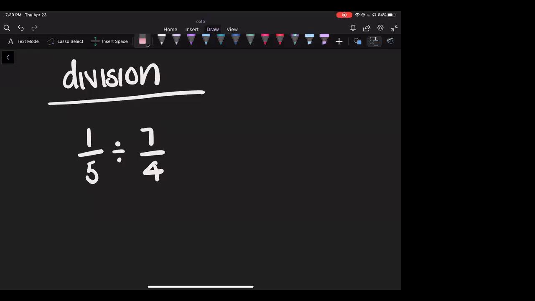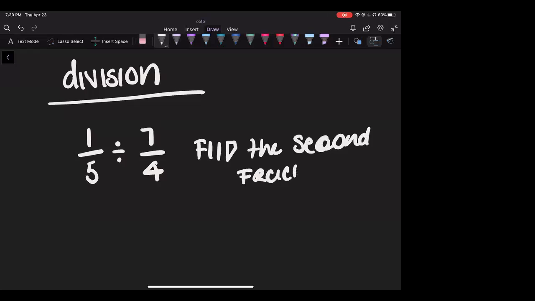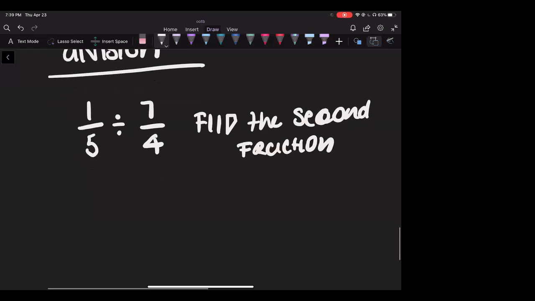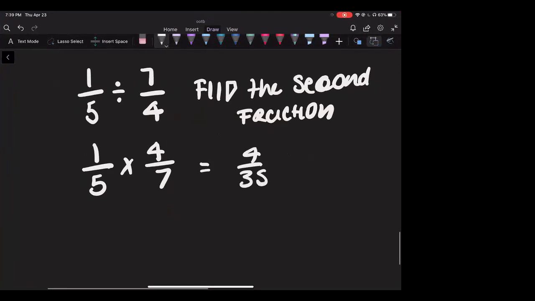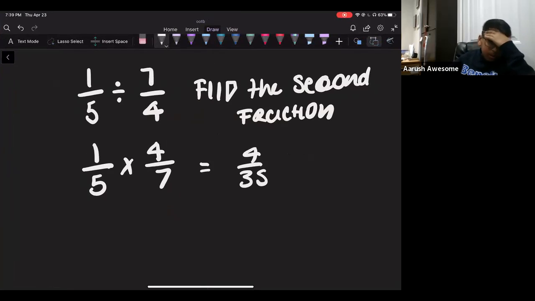Okay, so when you have a fraction dividing, all you do is flip it. I'll show you. The second fraction. When it's dividing, it's written like this. All you do is flip it. So you put 4 at the top and 7 at the bottom. Once you've done that, you can now multiply the fractions using the multiplying rule. So this would be 4 over 35. Do you see how that works? You just have to flip it.